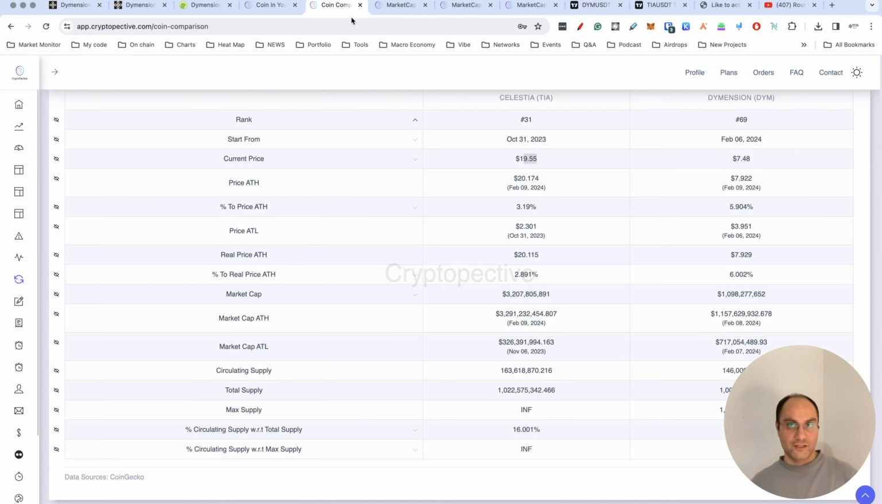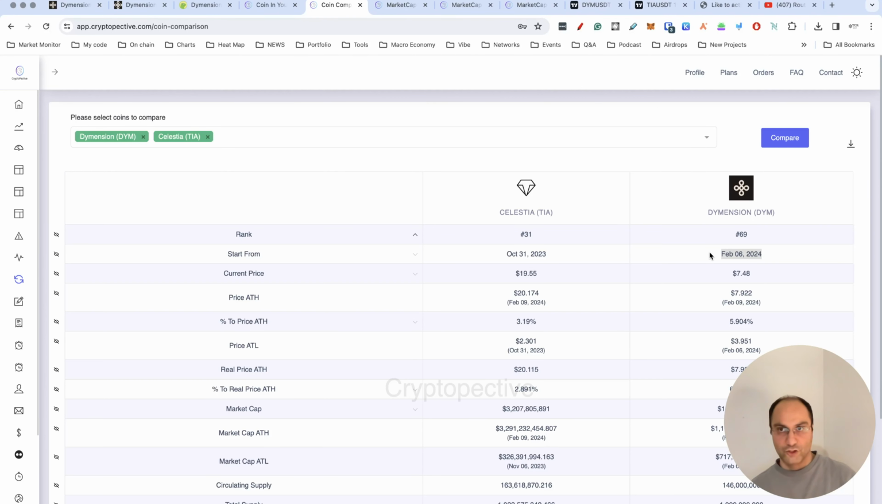Let's compare this new coin from the 6th of Feb, which was 5 days ago, with a not very, very new coin, but one from almost the end of 2023.